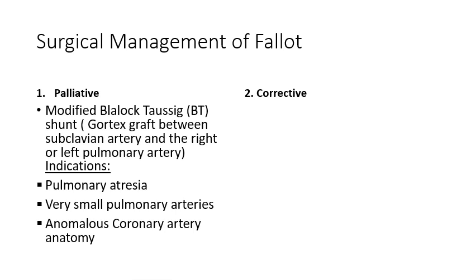Surgical management of Fallot can be either palliative or corrective. Palliative surgery is called modified BT shunt, which is indicated in infants with duct-dependent pulmonary circulation, such as TOF with pulmonary atresia, or very small pulmonary arteries, and in Fallot with anomalous coronary artery. Now, BT shunt is a Gore-Tex graft between the subclavian artery and the right or left pulmonary artery. Corrective surgery is the total repair of Fallot and will be discussed in another slide.